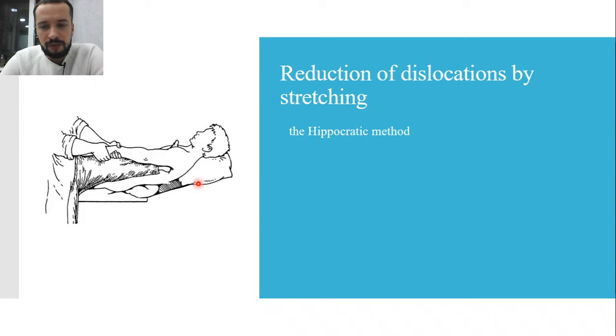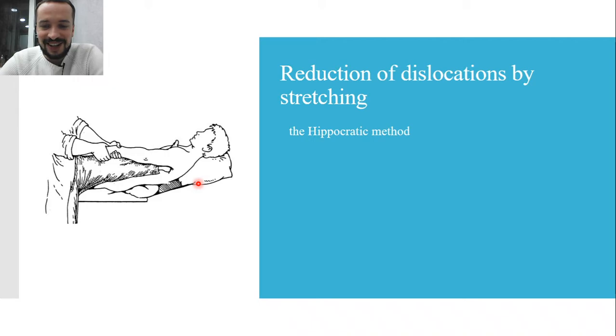There is a group of methods based on the reduction of dislocation by stretching. Often stretching is combined with rotational or rocking movements. The most ancient in this group is considered to be the Hippocratic method, from the 4th century BC.